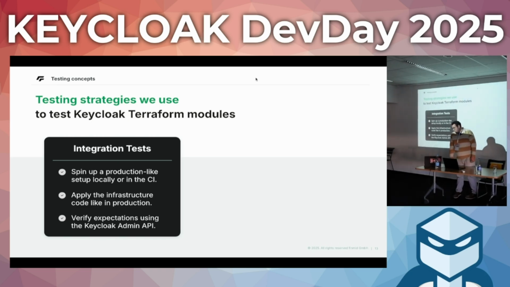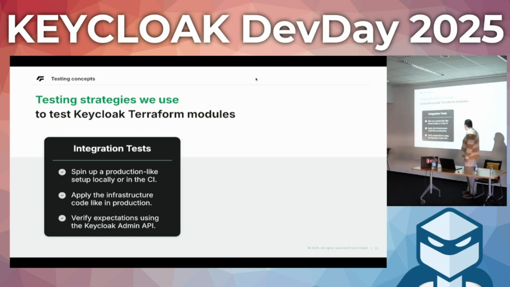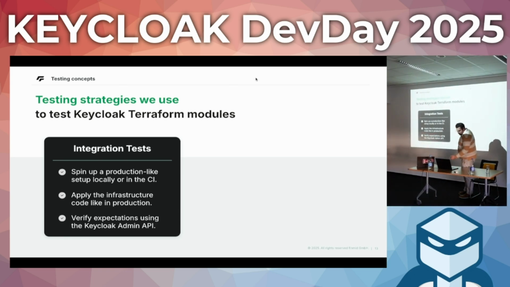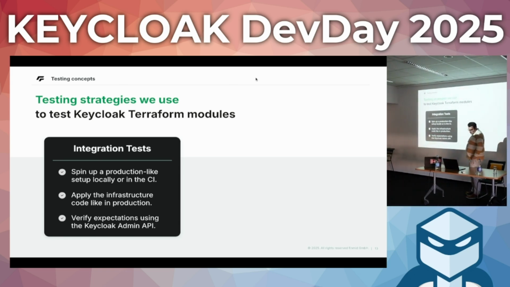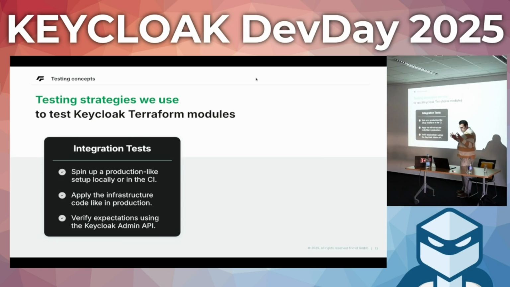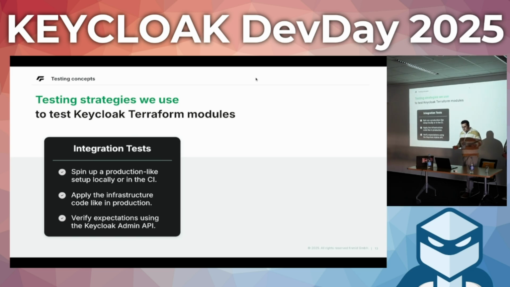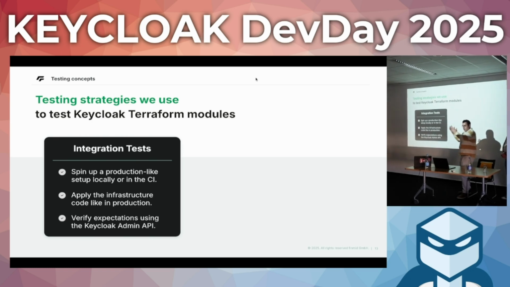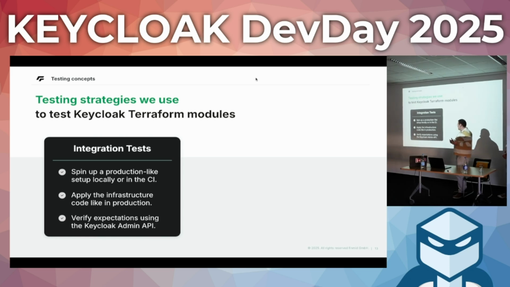So let's talk about two important testing types or strategies we have in use. One is integration tests. Here the idea is that we spin up a production-like setup locally and, of course, in the CI, and we apply the same infrastructure modules we use for production also in our testing infrastructure. And of course, we then verify the expectations we have from these modules against the Keycloak admin API. So let's say we expect a certain client is set up or a certain description is there. We can verify this by checking against the Keycloak admin API.